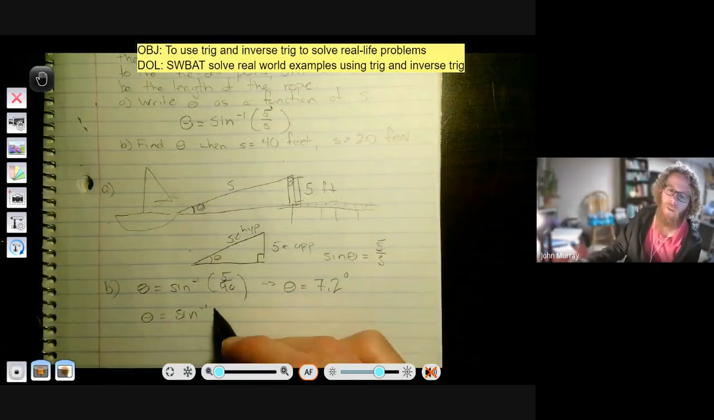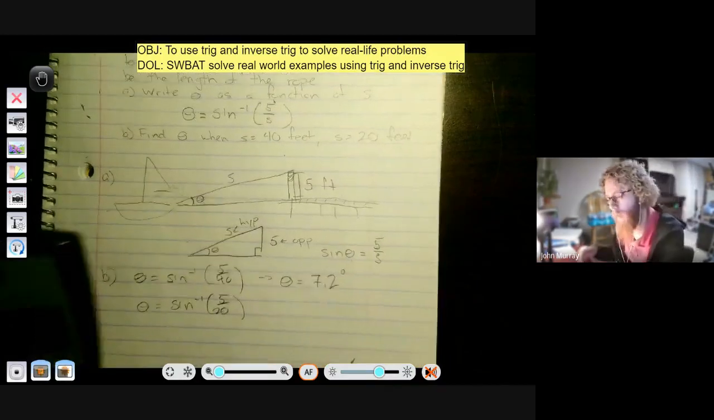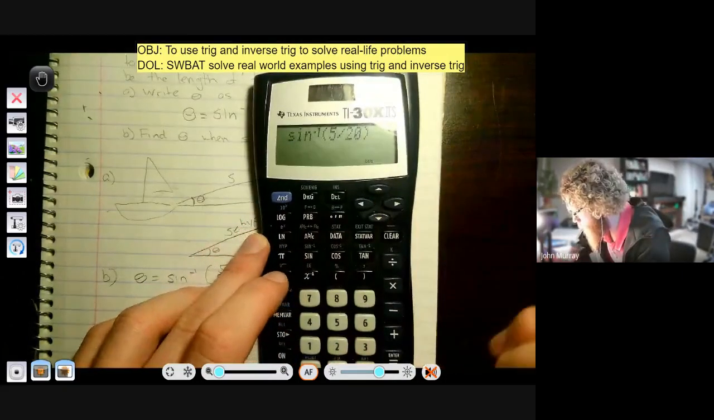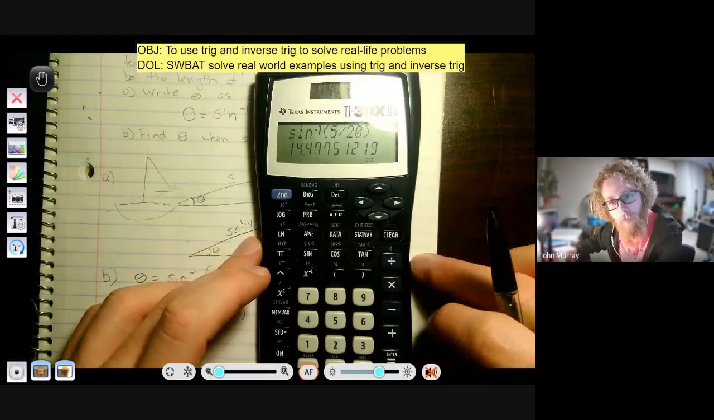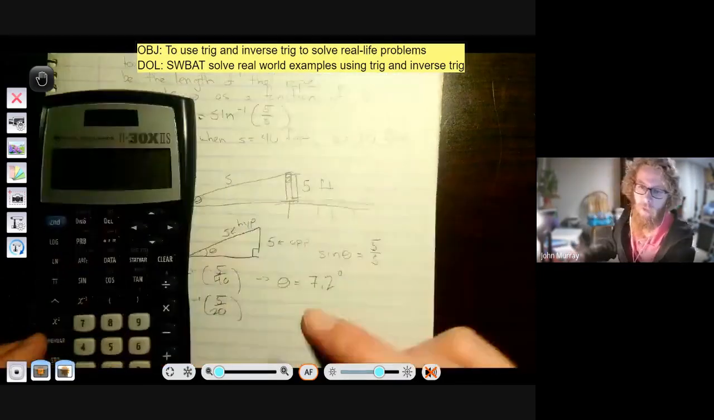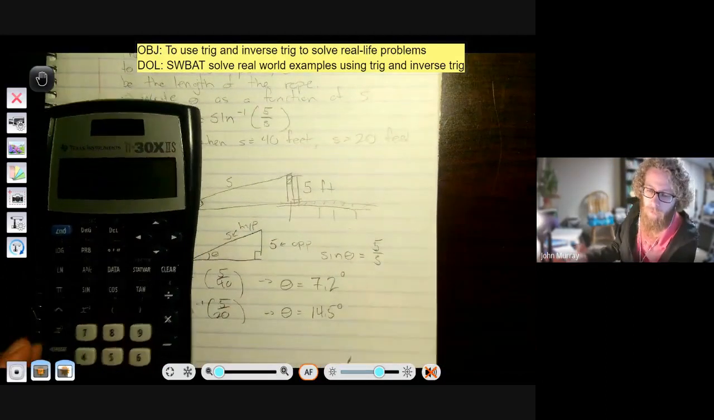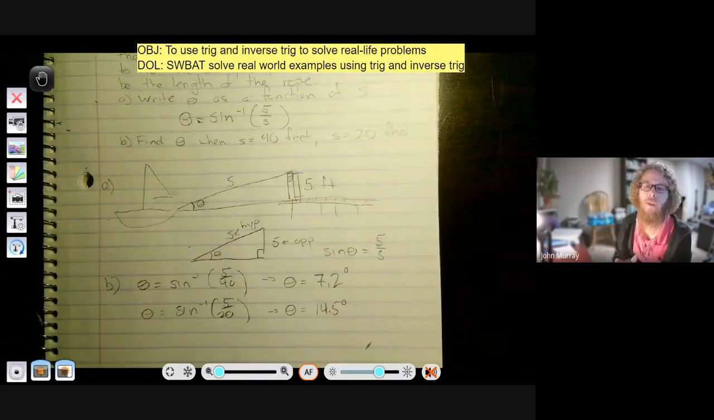So we're going to insert the 20 instead of 40 there. We're going to do the same thing. I'm just going to replace that 4 with a 2. And we get almost double the angle, 14.5 degrees. So by decreasing that hypotenuse, we're increasing the ratio, which increases the angle.